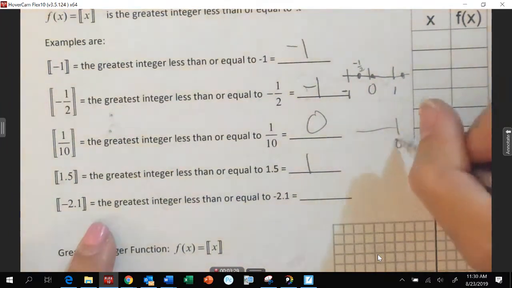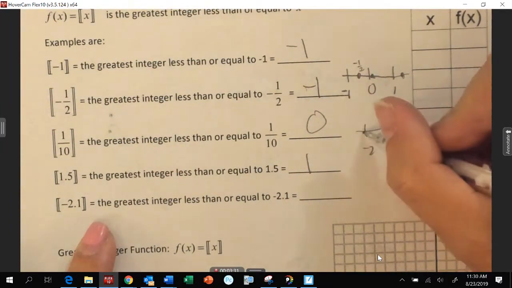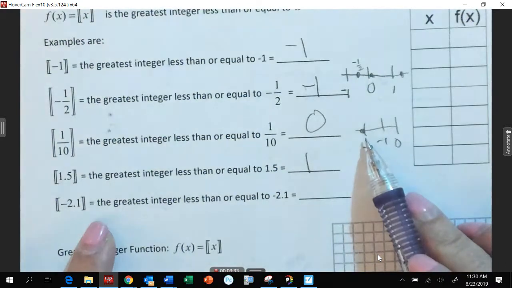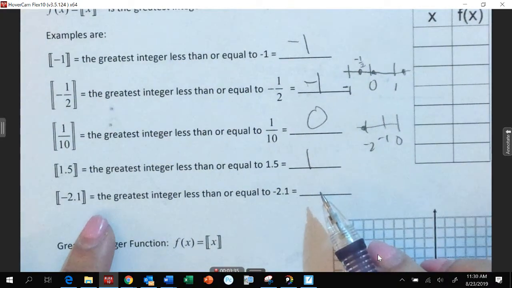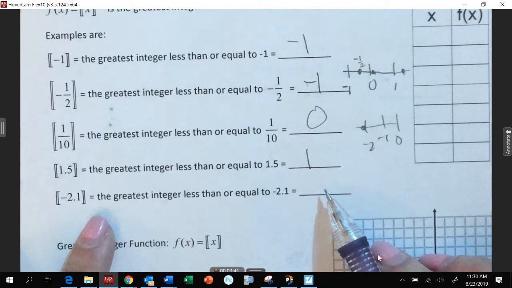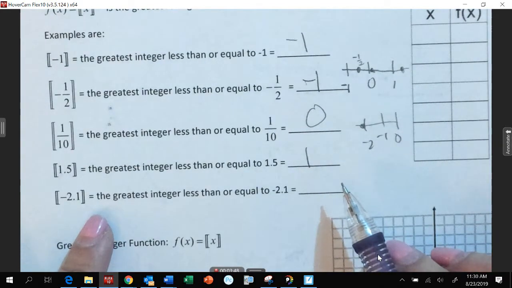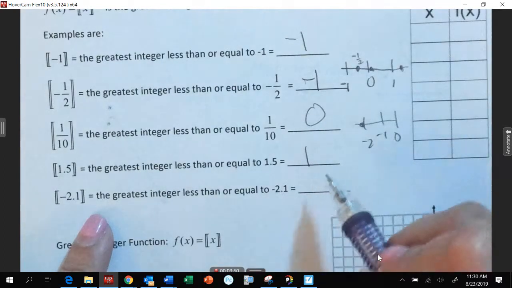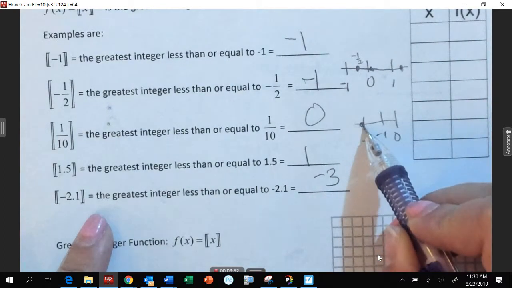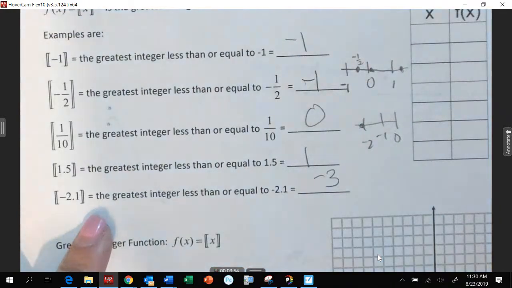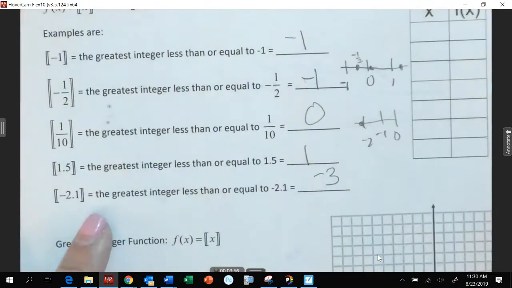-2.1 is about here, -2.1. What is the greatest integer less than or equal to -2.1? Say it out loud. -3. A lot of people want to say -2 or did say -2 because it's like right next to -2. This is not like a rounding thing. This is take it to the lower number.